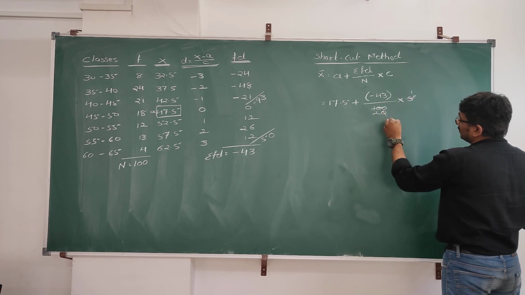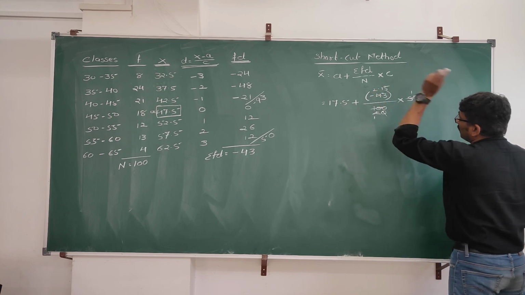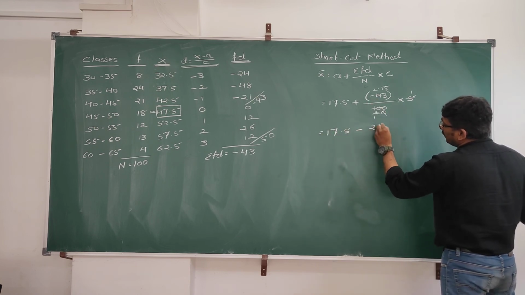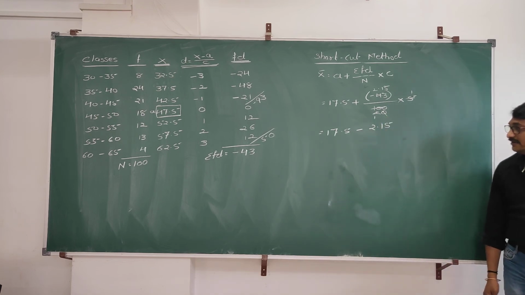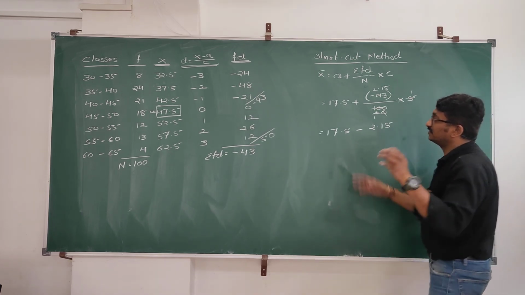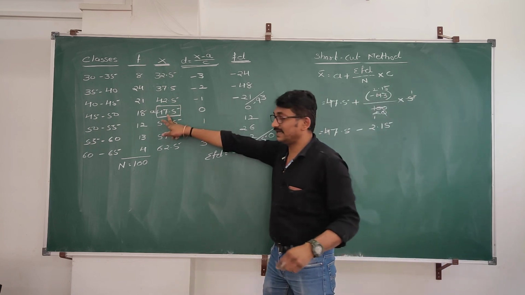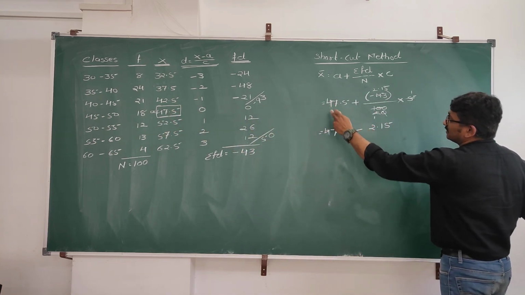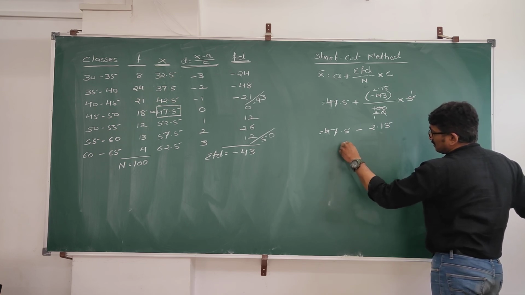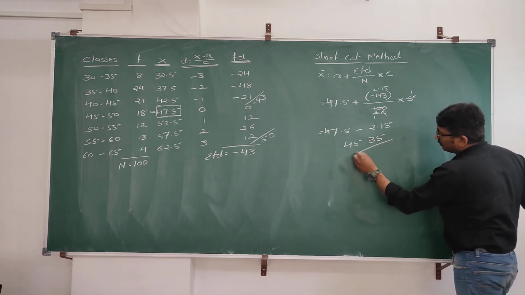It is 20. The 0 will cancel. I will put a point over here. 2 1s are 2, 2 2s are 4. Point. 2 1s are 2. 2 5s are 10. Okay. So 17.5 plus minus becomes minus 2.15. Sorry, it is not 17.5. It is 47.5. We have assumed 47.5 as the A value. So make the correction, 47.5. So 47.5 minus 2.15. The answer is 45.35.